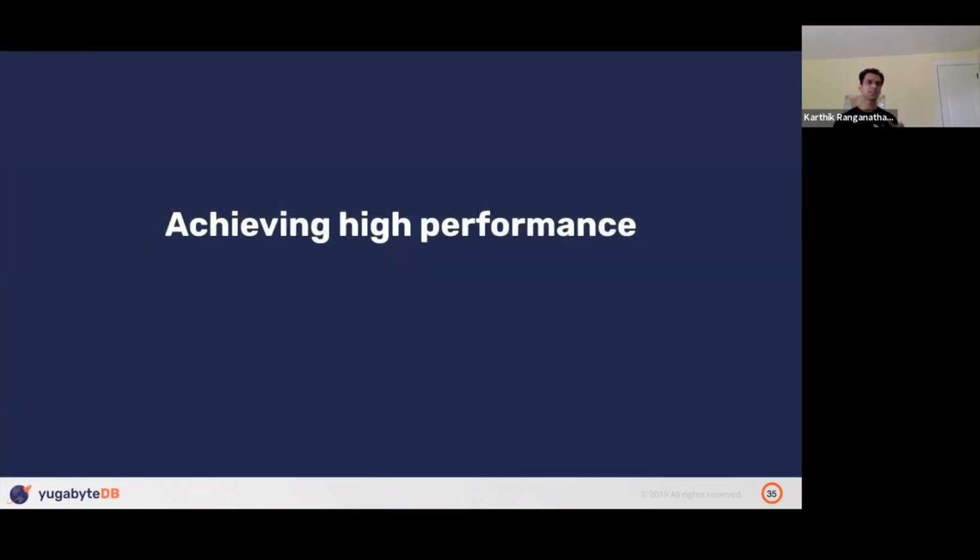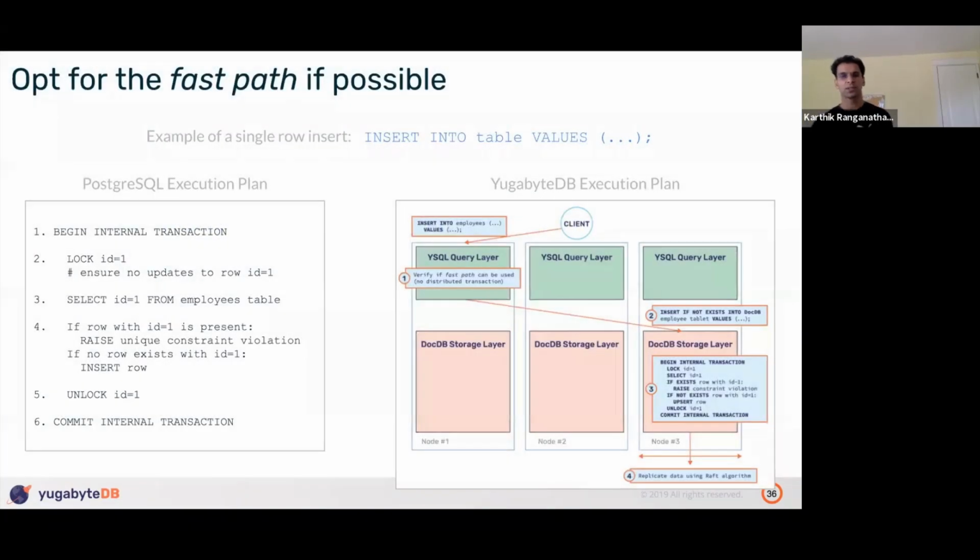So just a couple of other bits as my last section, and I'll open it up for questions about achieving performance in this type of a system. As we said, performance is both good for the user, but good for the database itself, because it reduces the probability of conflicts, especially if it's distributed, right? So the first thing to note is we try to opt for the fast path as much as possible, and this is done transparently, so the user doesn't know what's happening under the hood.